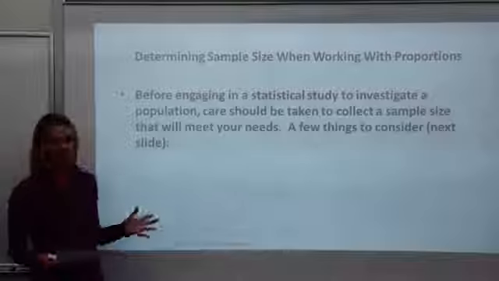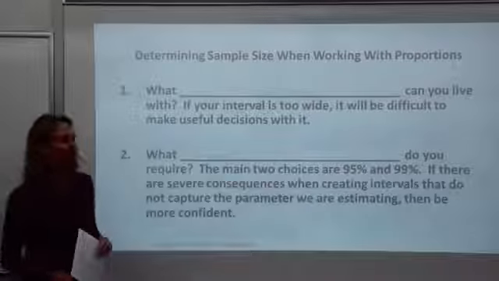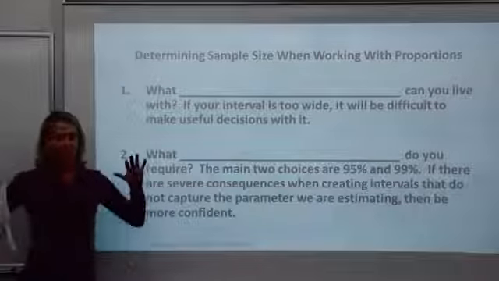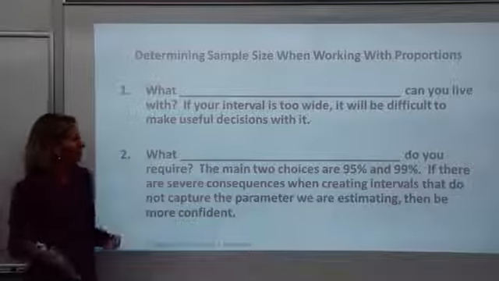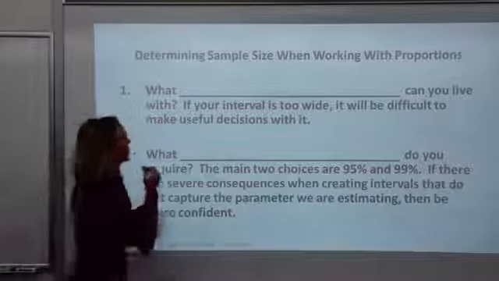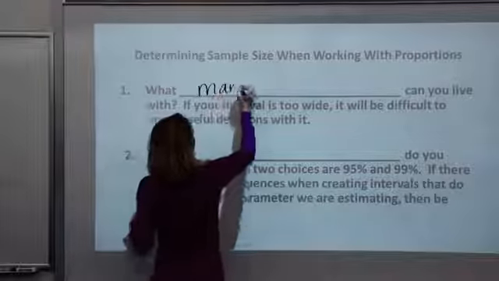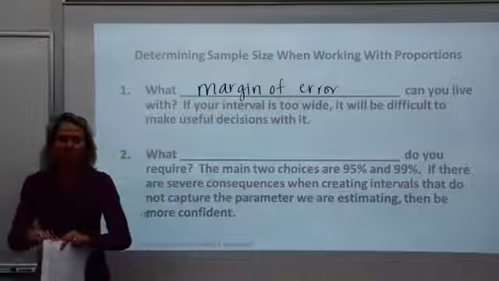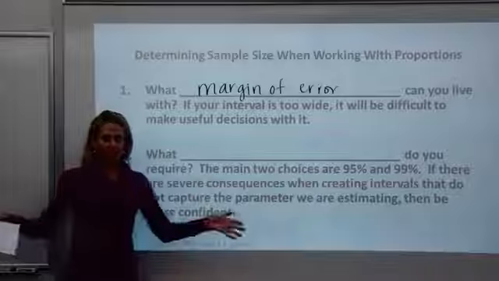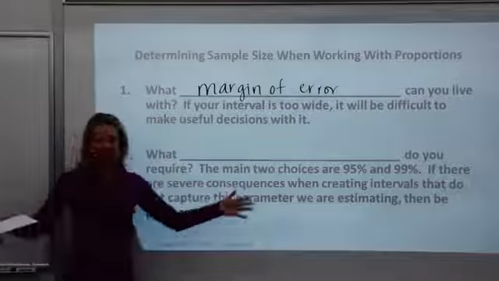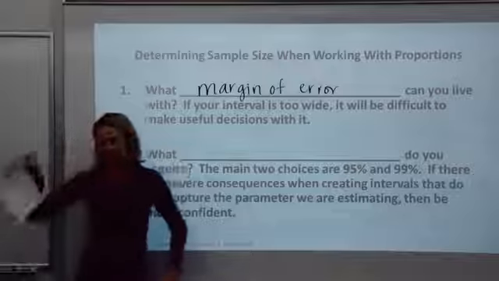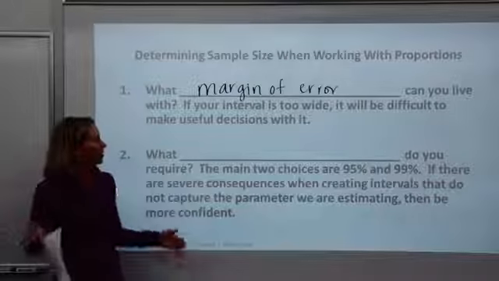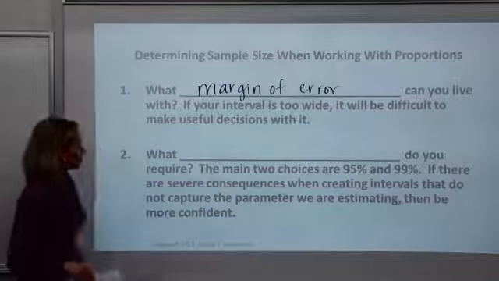So a few things that we want to consider. First thing we want to consider, what margin of error can you live with? If you end up with an interval that's too wide, it's going to be difficult to get any useful information out of that. If we estimate the percentage of households in Cecil County where the owners have a gun, and we estimate it to be between 10% and 80%, that's sort of a useless interval. So you don't want your interval to be too wide. What kind of margin of error are you okay with?